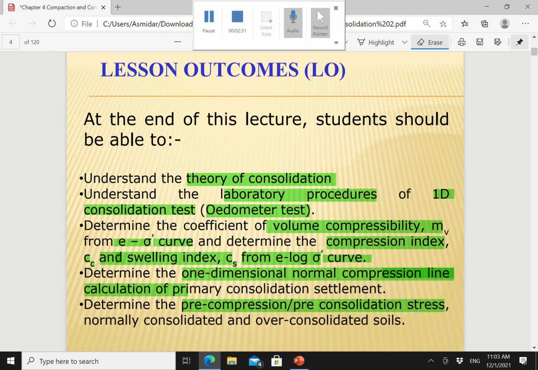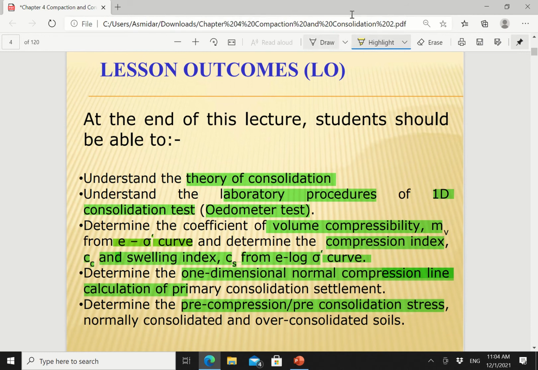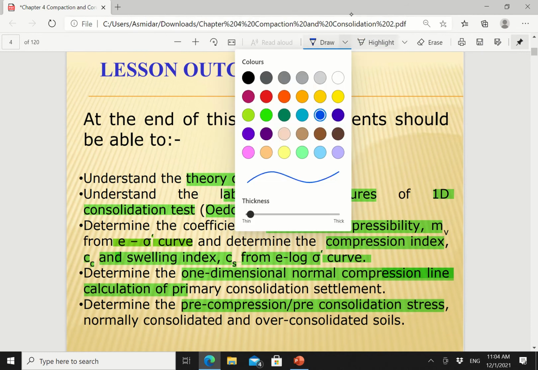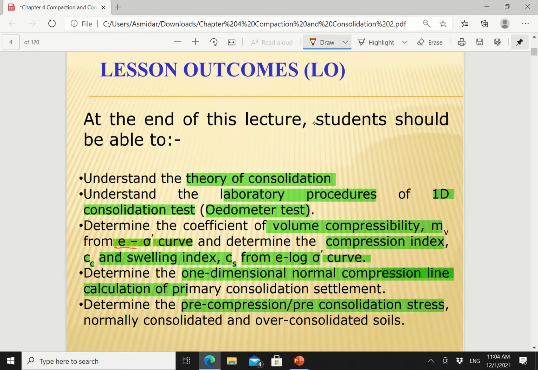Of course, next we will introduce the laboratory procedure, and what we do in the lab session is the 1D consolidation test. 1D means one-dimension consolidation test, and it is also known as the odometer test. From the lab, as usual, we are collecting data. And from the data, we can plot two different types of plot. The first plot is the e versus stress curve, and that one is to determine the volume compressibility, or we call it mv.